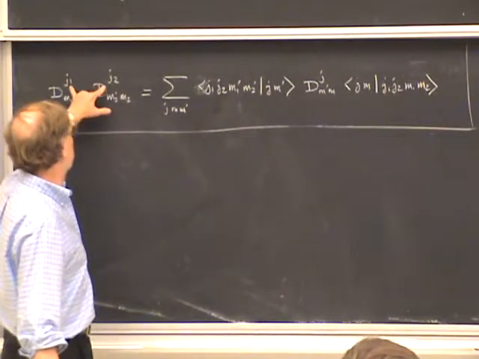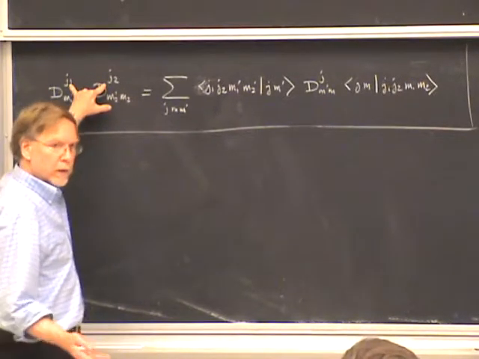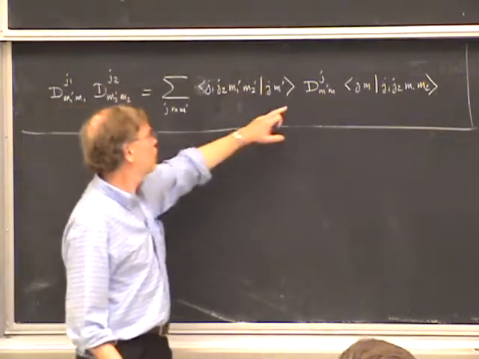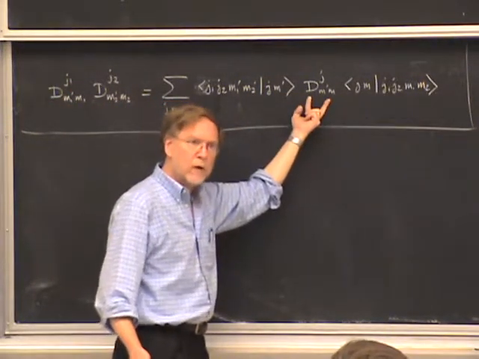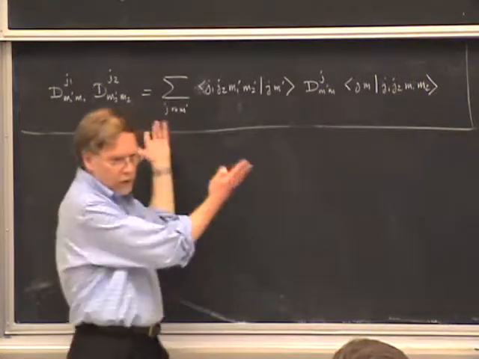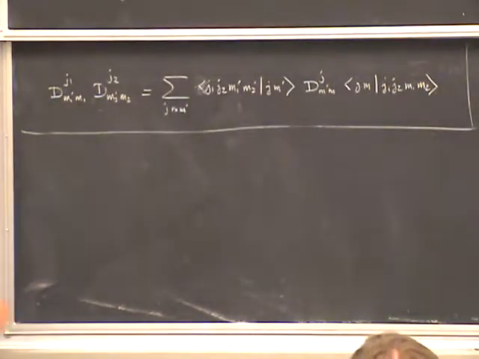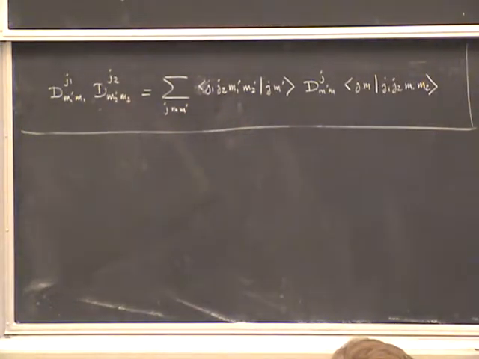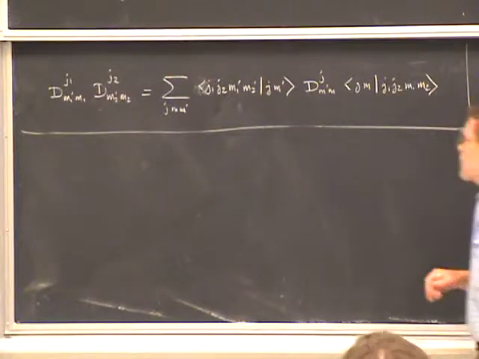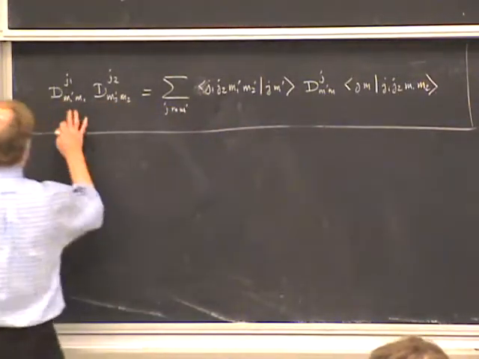For example, if J1 and J2 are 1 half, in which case we know what the D matrices are, you can use this plus a table of Clebsch-Gordan coefficients to get the D matrices for J equals 1, and so on. This is one of the ways of building up the D matrices. In any case, for my purpose today, I want to use it in this form. I'm heading somewhere with this formula, which is that we'd like to connect this with YLMs.